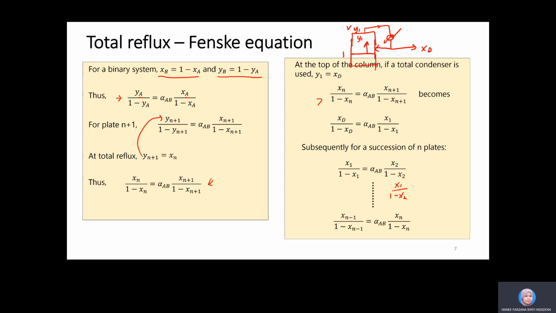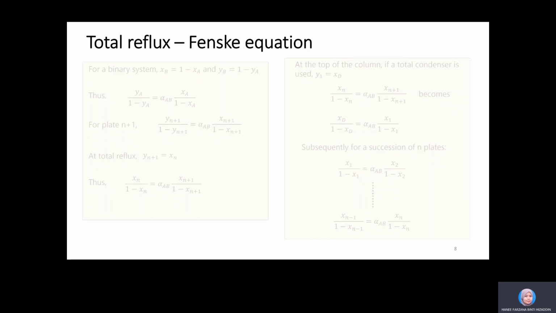x2 over 1 minus x2 equals alpha AB times x3 over y minus x3, and subsequently x2 over y minus x2 equals alpha AB... Sorry, what am I doing? No, this is x2, this is x3, okay? So this is x4, and so on until you reach n here at the end of the column. Okay, so next, what happens?